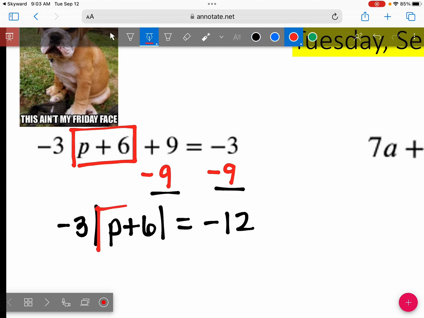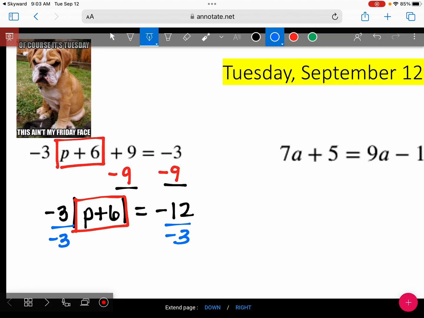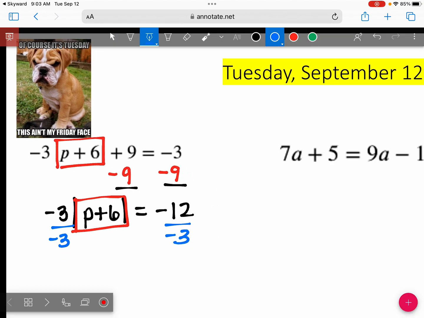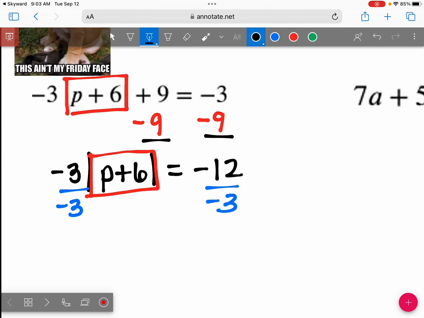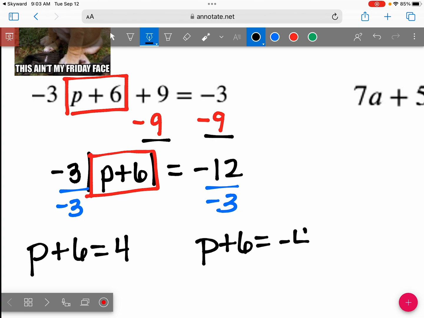Again, this is my box. I got to get rid of the -3. -3 is being multiplied by the box. So what's the opposite of multiplying? Dividing. So we're going to divide by -3. And now we finally have p plus 6 equals +4. And my second equation would be p plus 6 equals -4.